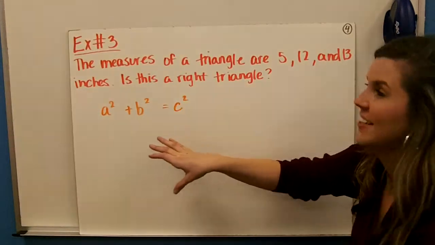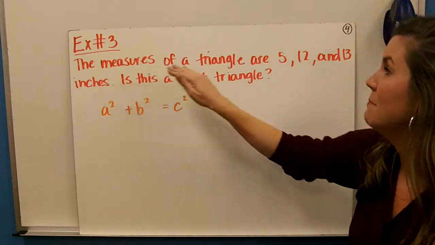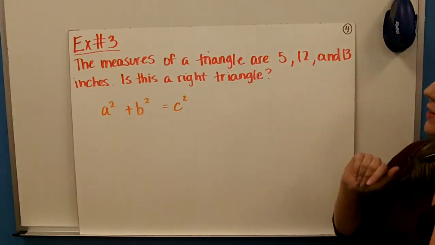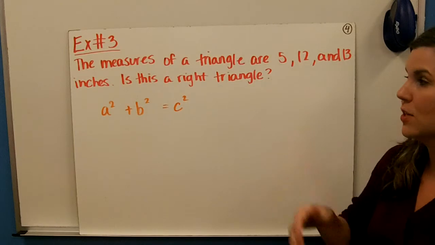Oh my goodness. All right, example number 3. The measures of a triangle are 5, 12, and 13 inches. Is this a right triangle?